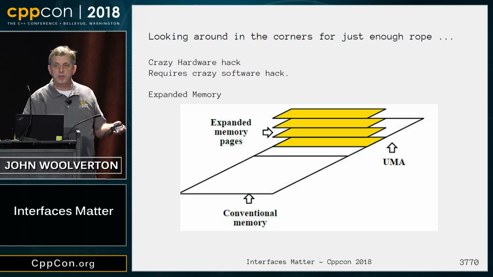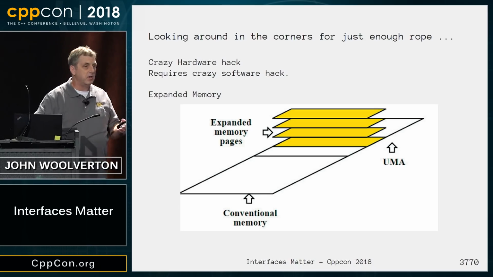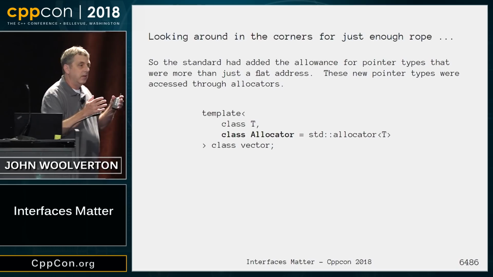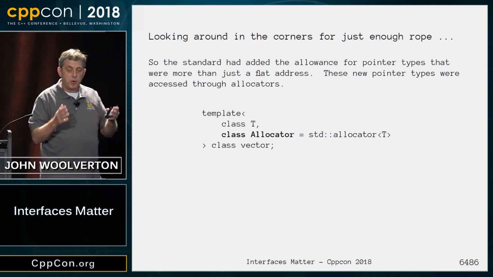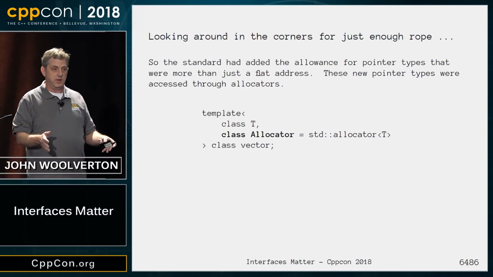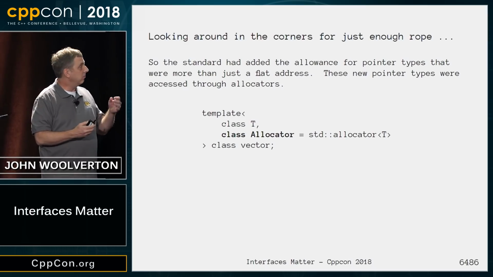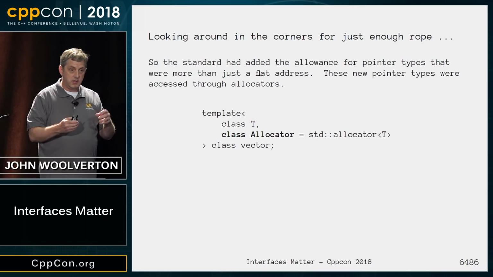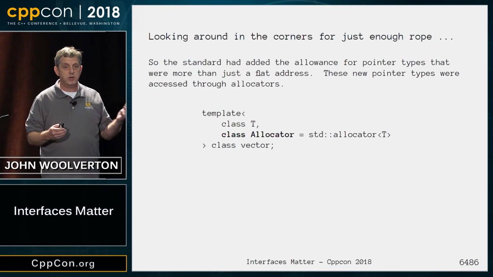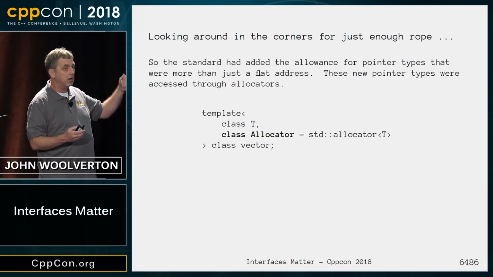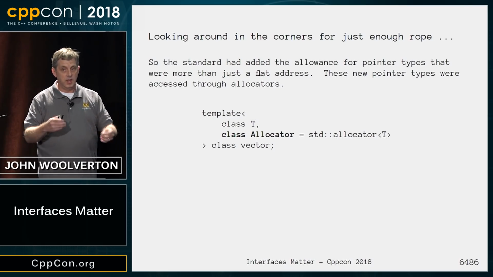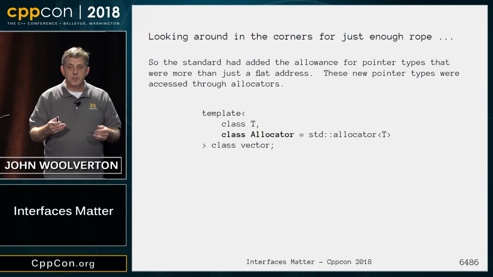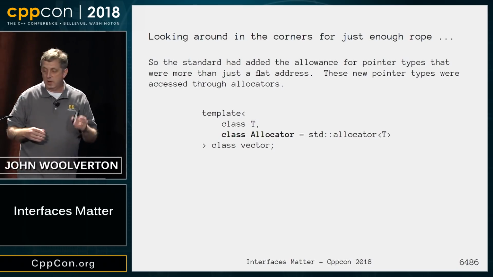And so C and the C++ people said, well, we want to support this. This is a market. And they said, we'll come up with the facility to allow for a pointer type that's more than just an address. And then we'll create this thing called an allocator that could optionally return these more complicated pointer types. And so you could have a container that could allocate memory into expanded memory and use these more involved pointer types to get at it.